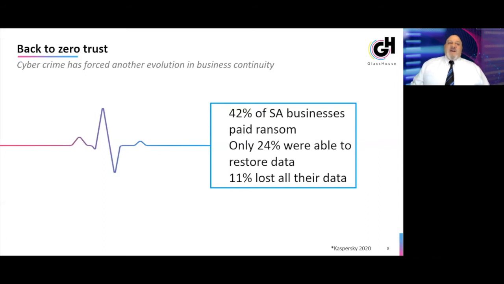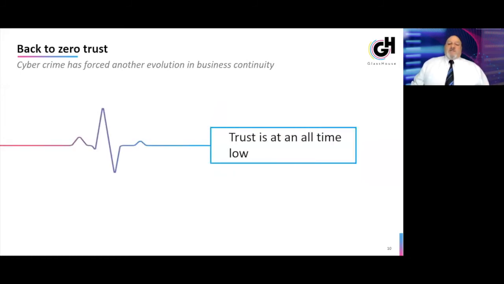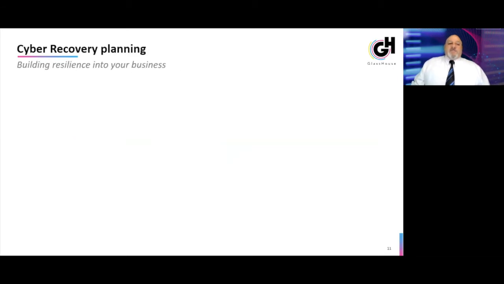These types of statistics are why we've gone back to zero trust in the business continuity continuum. And this is why having a cyber resiliency program has become essential to all business. Trust is at an all-time low. We cannot trust the security systems. We cannot trust backup and recovery. We cannot trust business disaster recovery and our business resumption planning to be the be-all and end-all. Our business continuity strategy has to be a living thing. We have to move with the times, and we have to now start catering for cyber criminality.